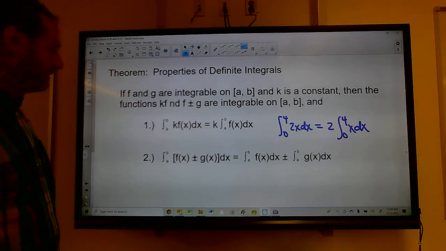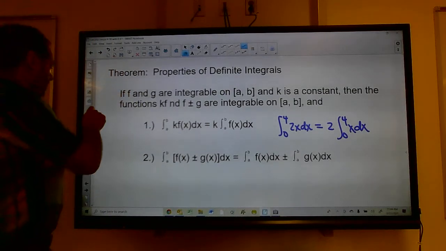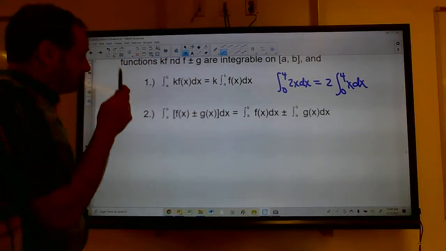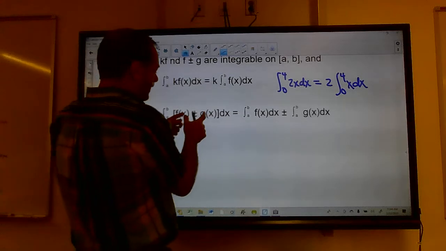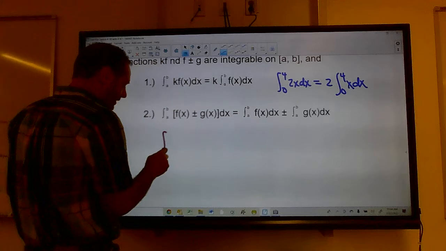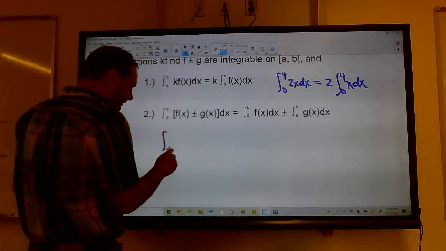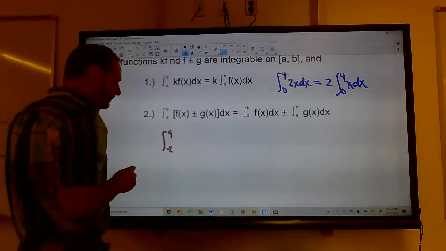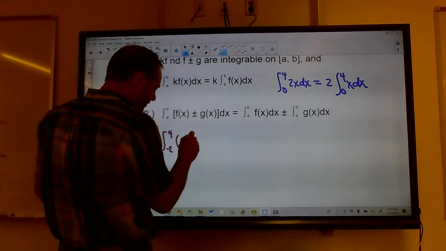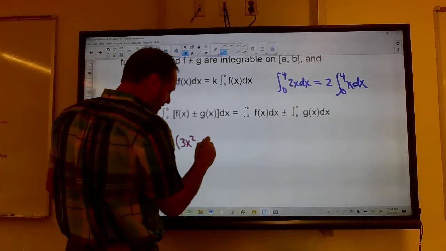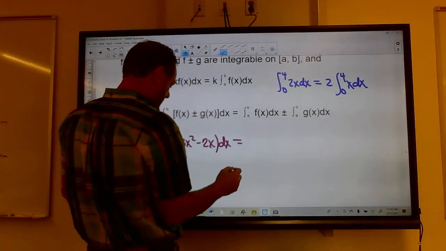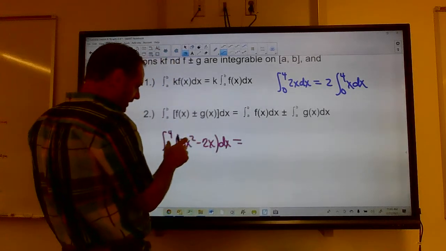And then I could solve that. And down here, basically if I've got a function that I'm adding together, I can break that apart and add the two parts. So if I had something like the integral from negative 2 to 4 of 3x squared minus 2x dx, I can break this apart.